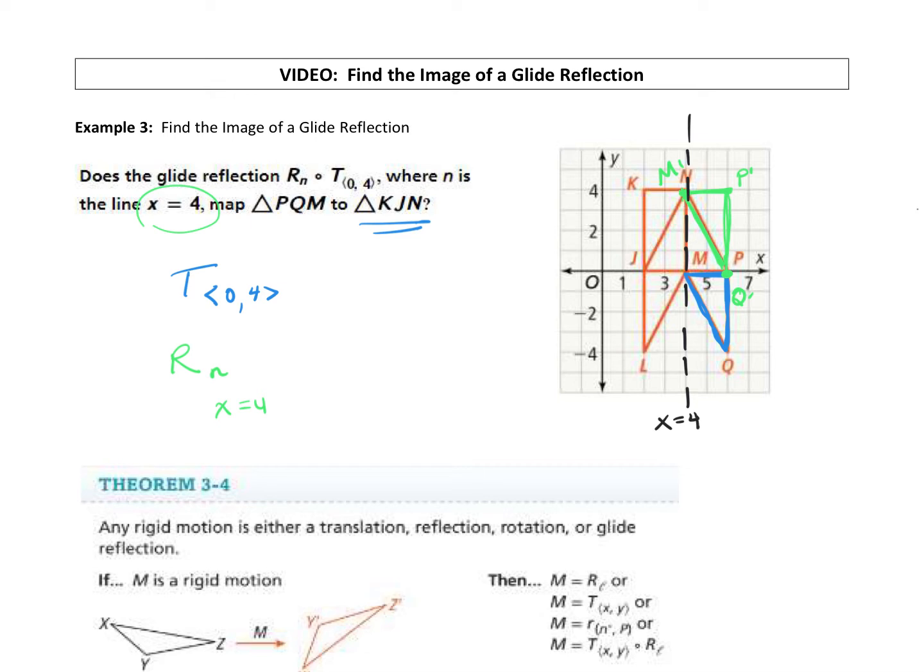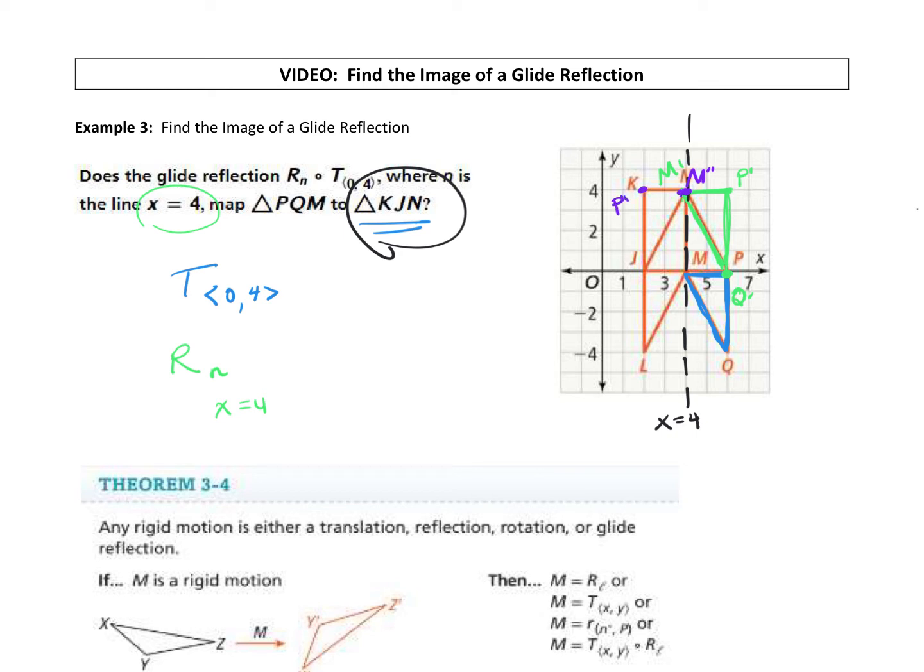Now, if we take our green triangle and reflect it across this line, let's see where we end up. And we want to find out, do we end up at triangle KJN? When we do that reflection, M prime is on my line of reflection. So when I reflect that, it has nowhere to go because it's on the line of reflection. I'll label it M double prime. Then we have P prime. I'm going to connect it to my line of reflection. It's 1, 2 away. So if I reflect it across this line, it's going to go 1, 2 on the other side. So here's where P double prime is.